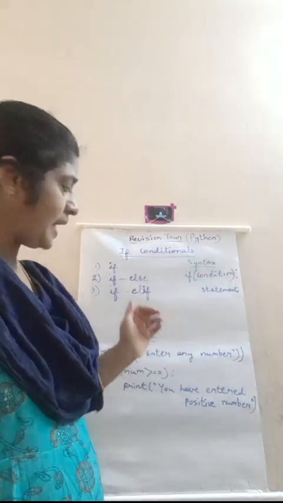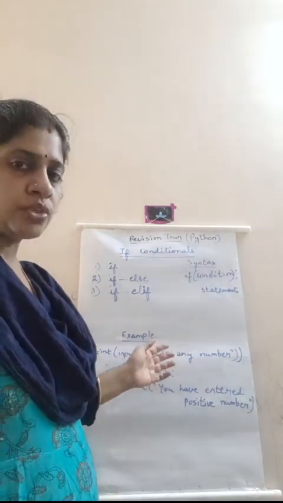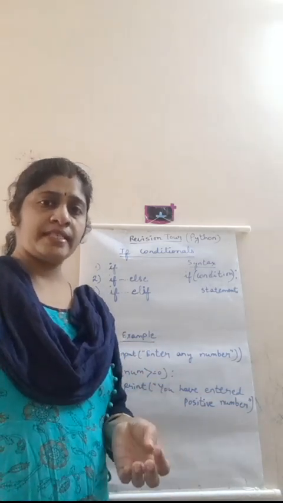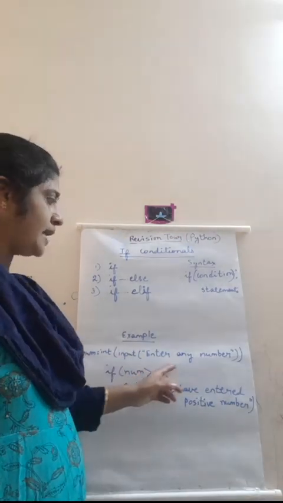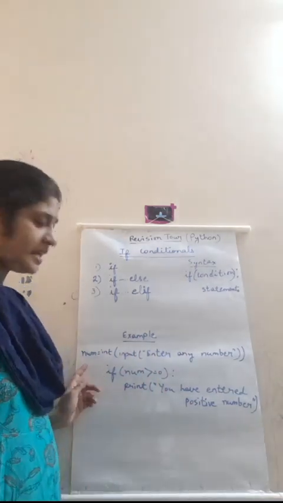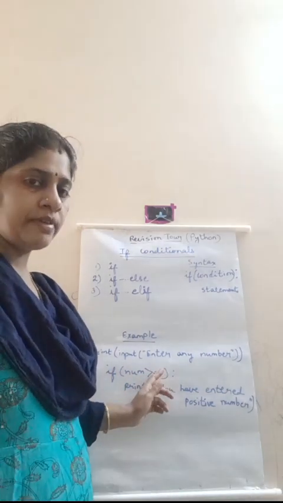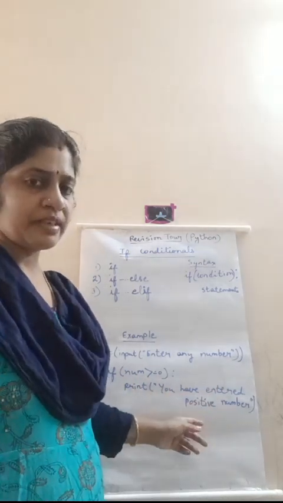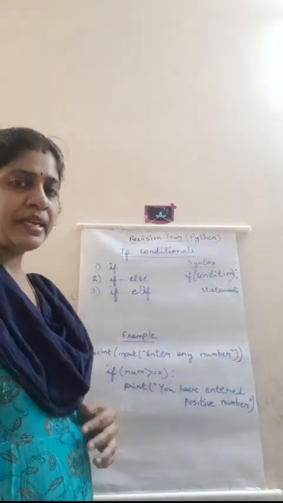I have written a simple example over here where I have used simple if. I am taking a number from the user and checking whether the number is a positive number or not using simple if. Here I have used the input function, "enter any number", converting the number to integer and storing it in variable num, and checking if the number is greater than or equal to 0. If so, it will display the message, "You have entered positive number." So this is about simple if.